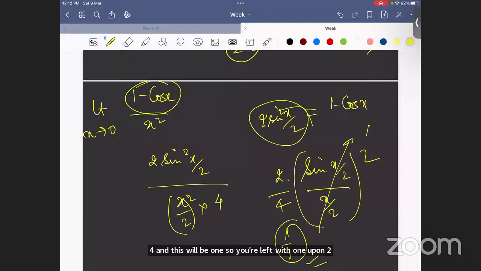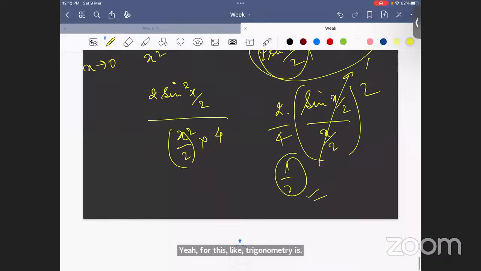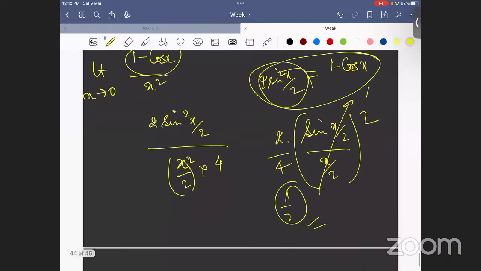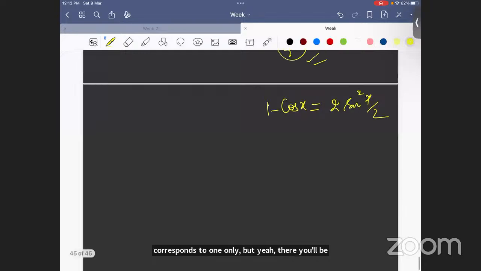For that, it's sine square x plus cos square x equals 1 in trigonometry. No, see, this is a different thing. 1 minus cos x, you can use directly as 2 sine square x by 2. This basically comes from sine square x plus cos square x equals 1, but here you'll be using the half angle formula also. If you don't know it, you can use the differentiation method directly.